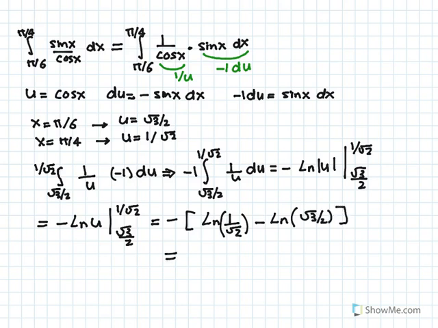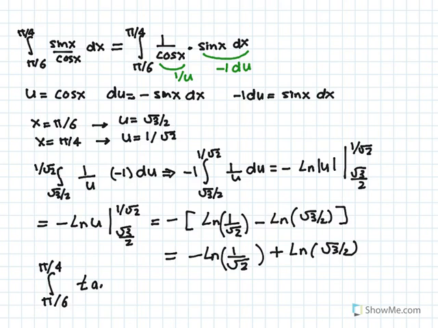Let's distribute the minus sign, and we get minus log of 1 over root 2. Minus times minus gives us a plus, plus log of root 3 over 2. So what we have shown is that the integral from pi over 6 to pi over 4 of tan x with respect to x is equal to minus log of 1 over root 2 plus log of root 3 over 2.